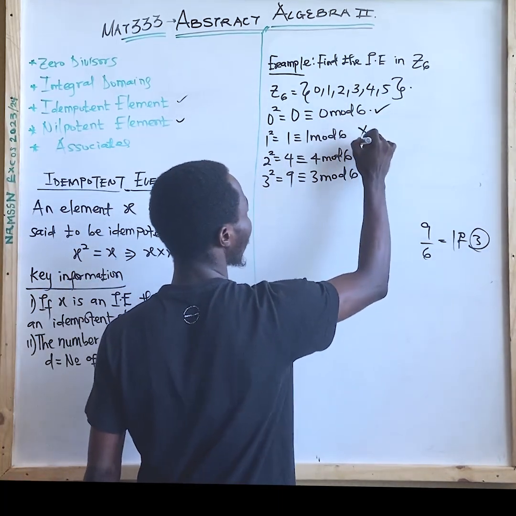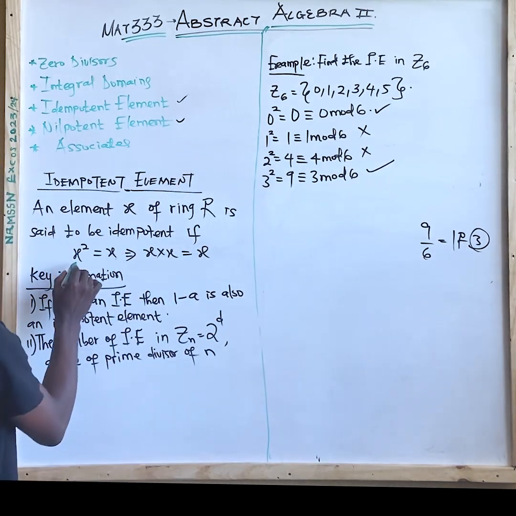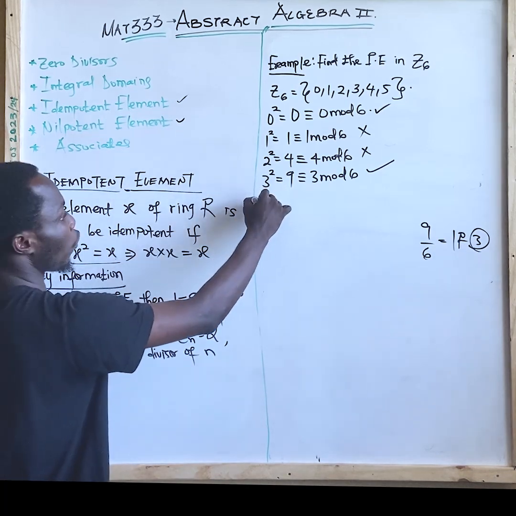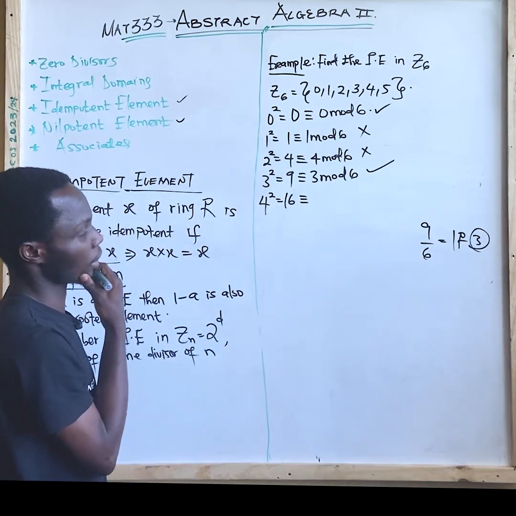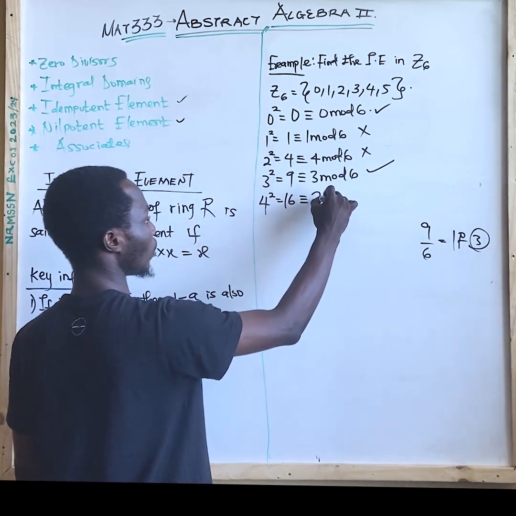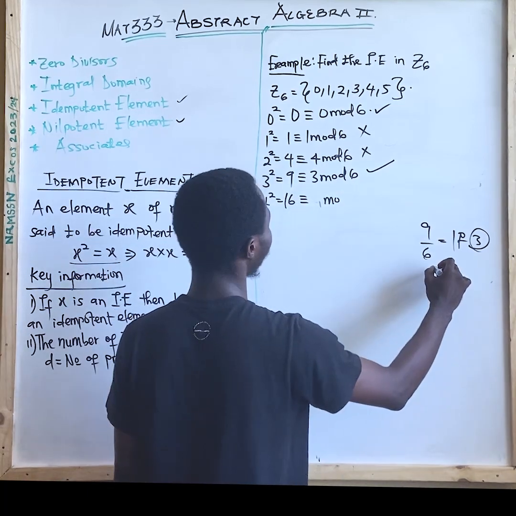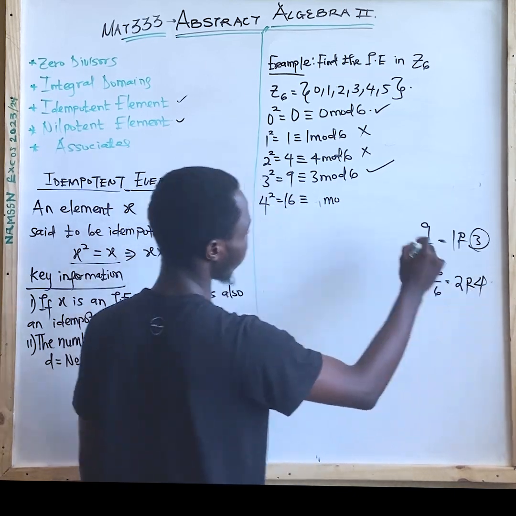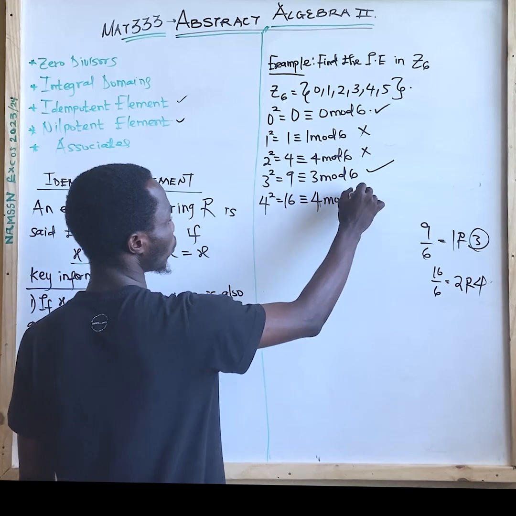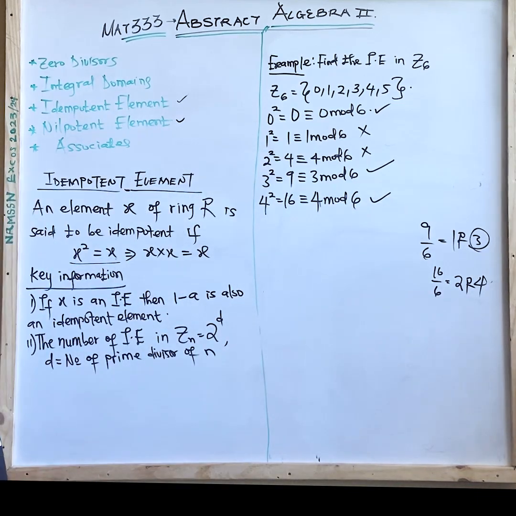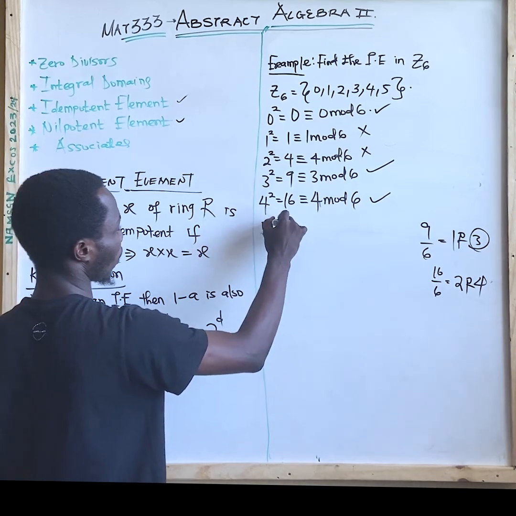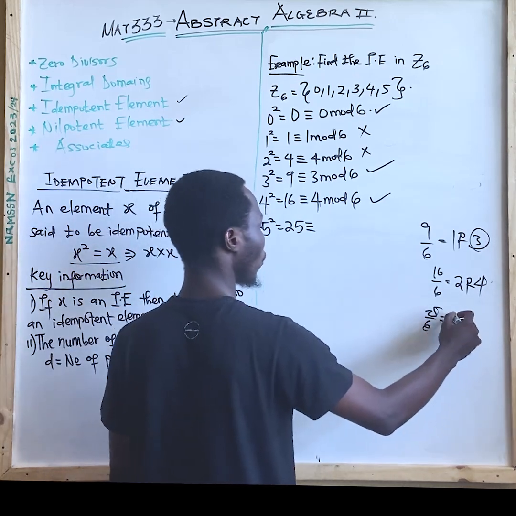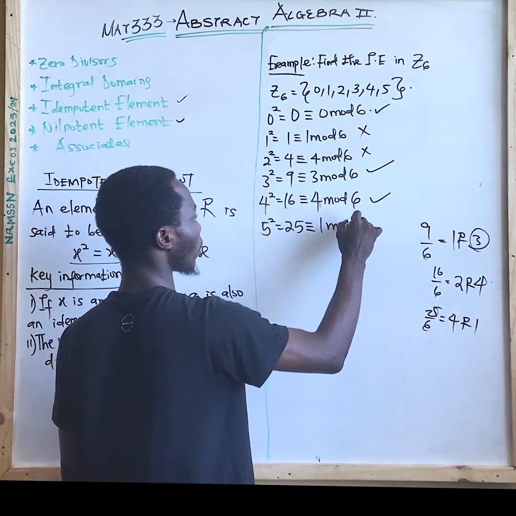Let me tick. This is not there. This is not there. This is there. That's what this is saying. So 3 squared equals 9, and 9 in mod 6 will be 3. If I pick 4, this is 16. 6 in 16, 2, that's 12, and then 4. That's 4 mod 6. So 4 is also part. 5 gives 25. 6 in 25, 4, and that one is 1 mod 6, which is not.